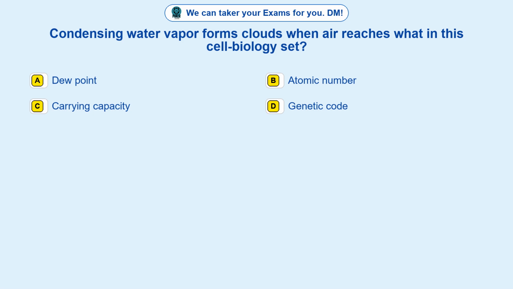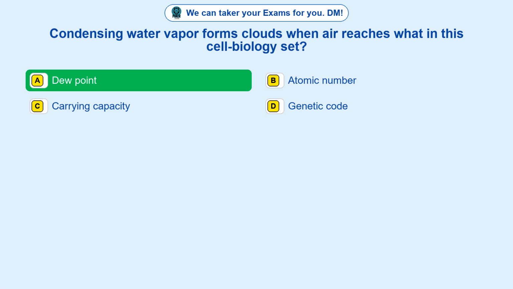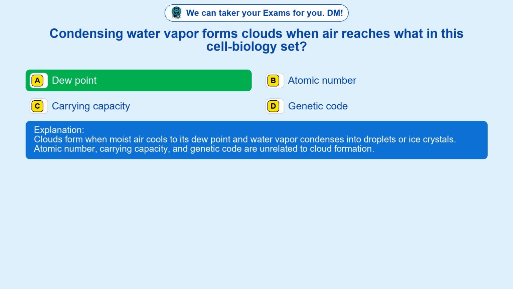Question 99. Condensing water vapor forms clouds when air reaches what in this cell biology set? Option A, dew point. Option B, atomic number. Option C, carrying capacity. Option D, genetic code. The correct answer is option A. Dew point. Clouds form when moist air cools to its dew point and water vapor condenses into droplets or ice crystals. Atomic number, carrying capacity, and genetic code are unrelated to cloud formation.